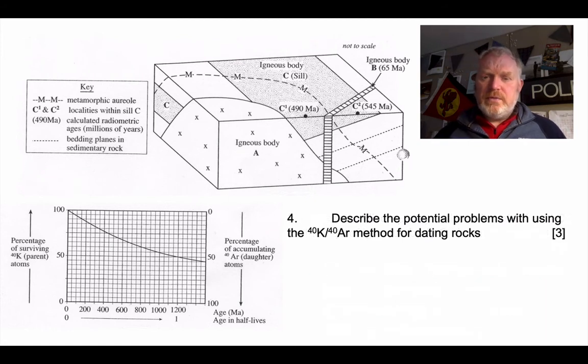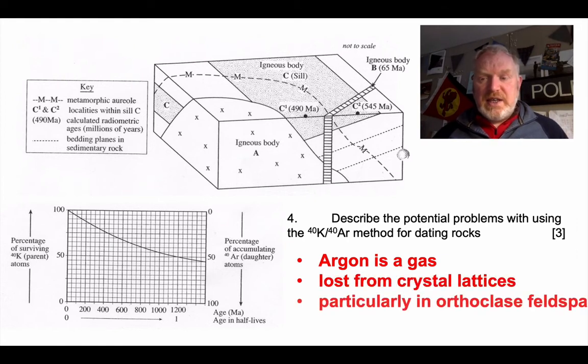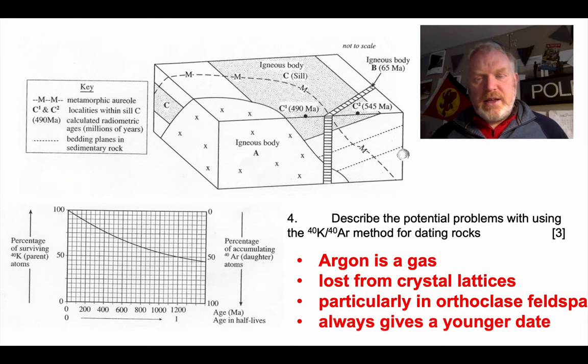Question 4 then, the potential problems. Well, we've seen argon is a gas. It gets lost from crystal lattices, particularly in orthoclase feldspar. There should be an R at the end of that, apologies. And it always then gives a younger date than we'd expect.